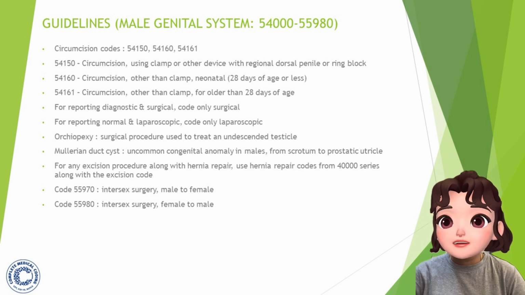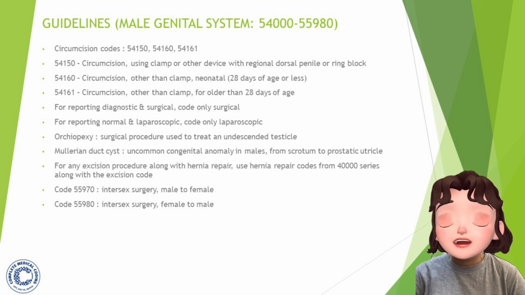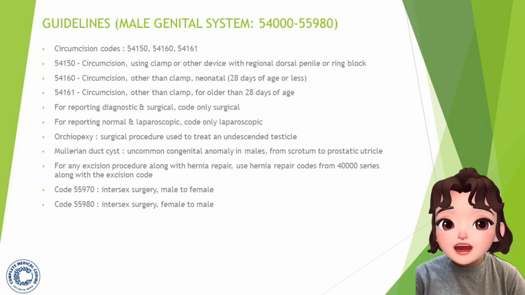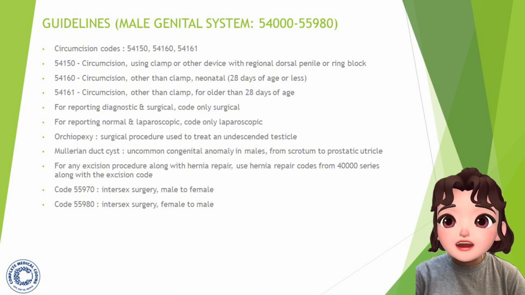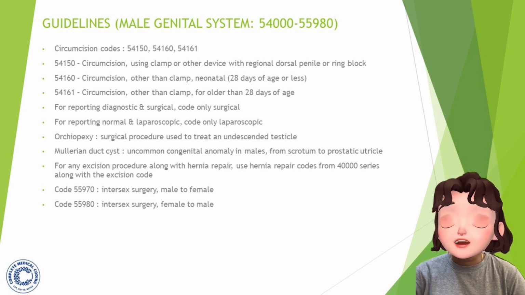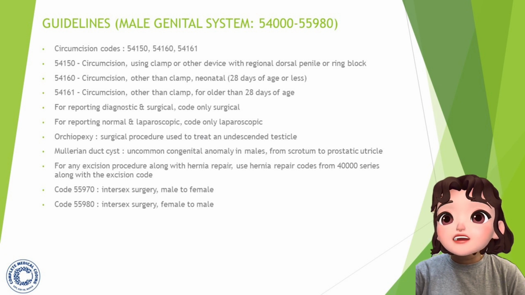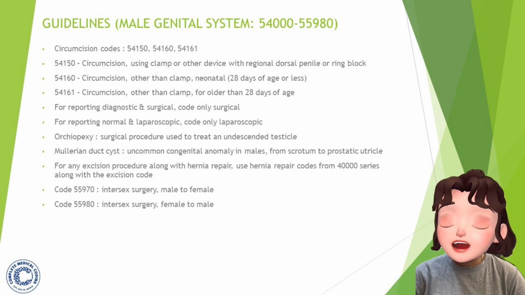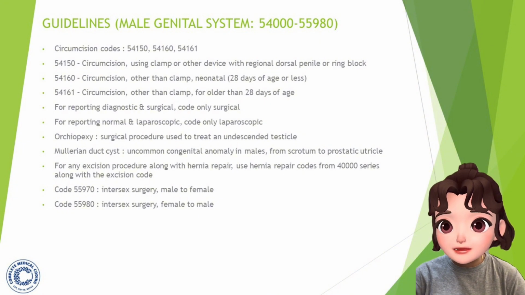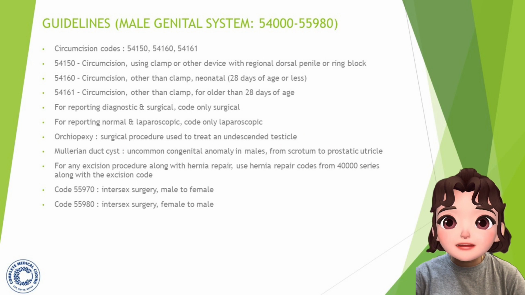Now, for any excision procedure along with hernia repair, we need to use the hernia repair codes from the 40,000 series. As I have discussed when we learned the 40,000 series, the last section, it was about hernia repair codes, right? So for any excision procedure codes for the male genital system, you need to use those hernia repair codes from the 40,000 series as well, along with the excision code. You need to code it separately.